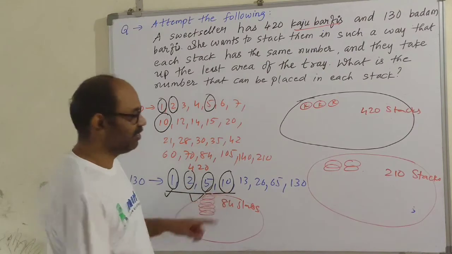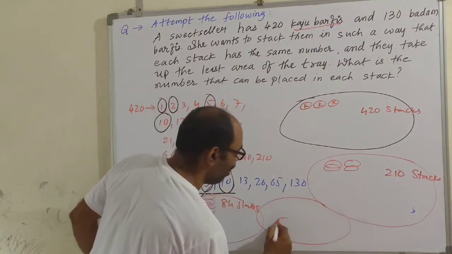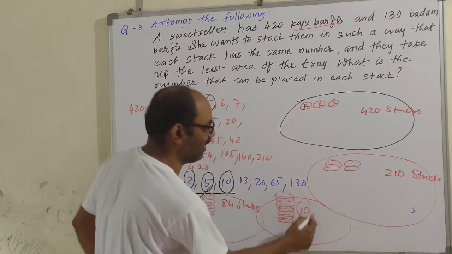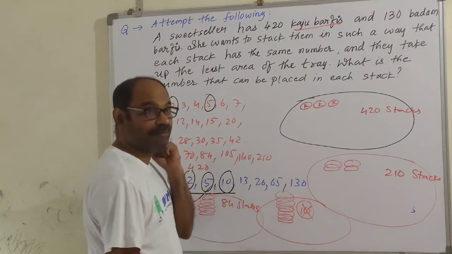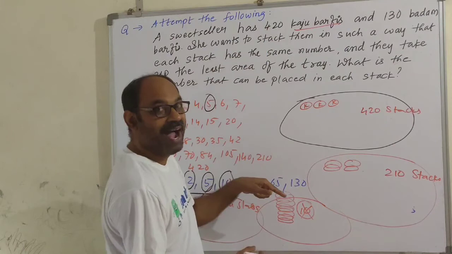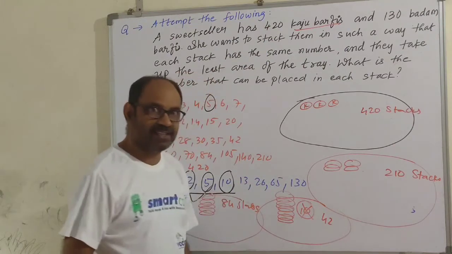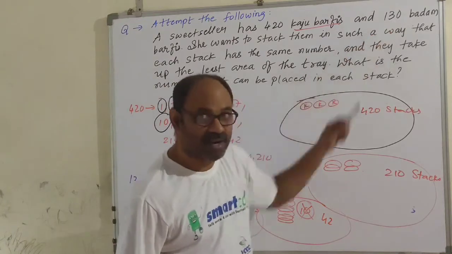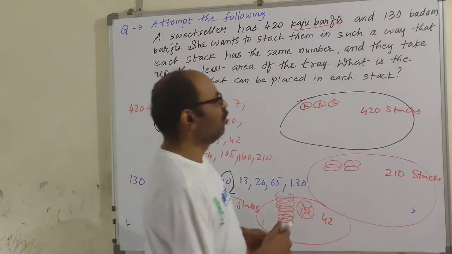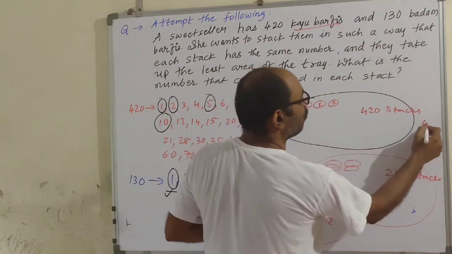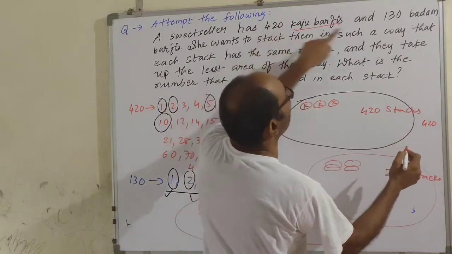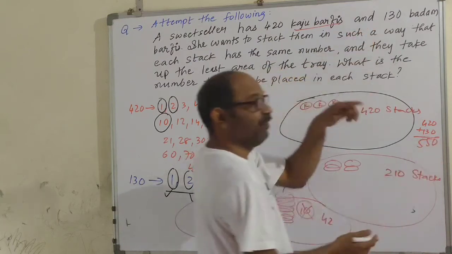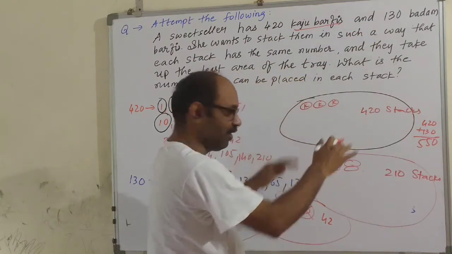And one more case is there. Well, how many burfis are stacked in this case? 10 in each. So what will be the total number of stacks? 420 divided by 10. So only 42 stacks of Kaju burfis. And how many stacks of badam burfis would be there? Only 13. So in the first case, 420 stacks of Kaju burfi and 130 stacks, so a total of 550 stacks would be kept in this tray.